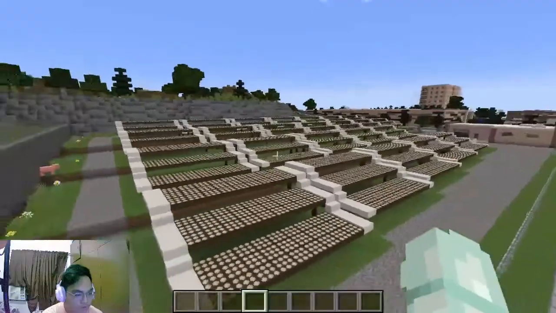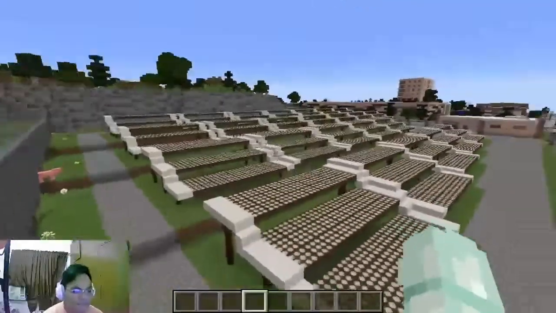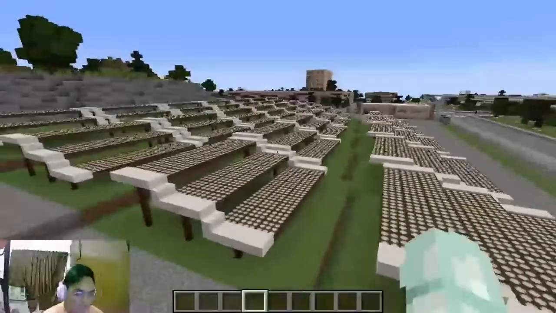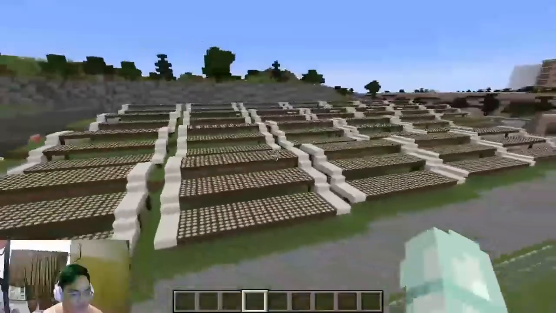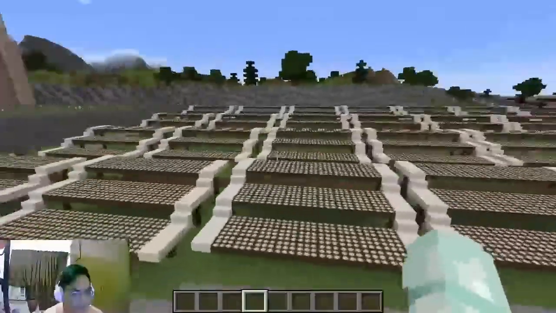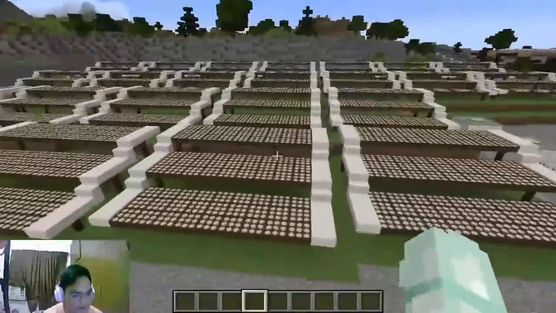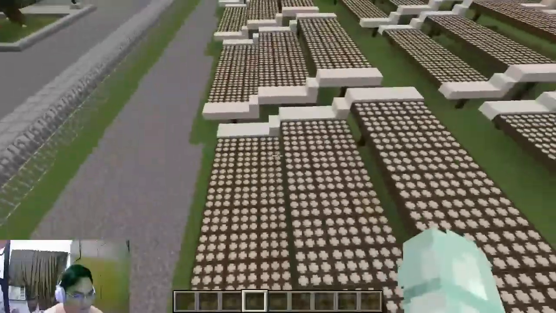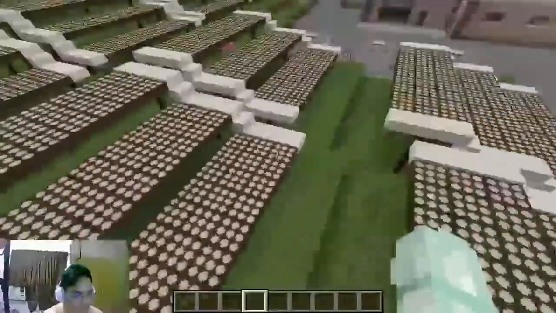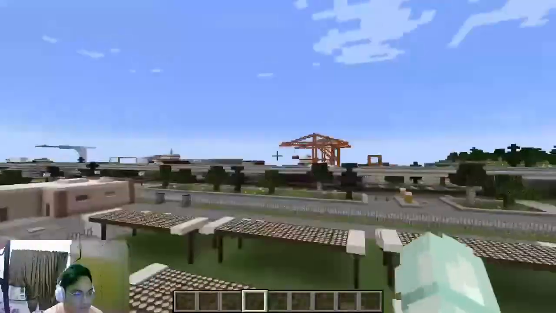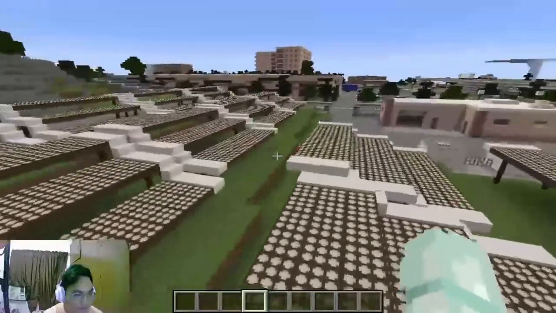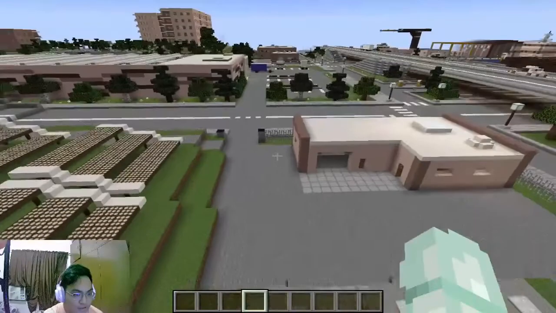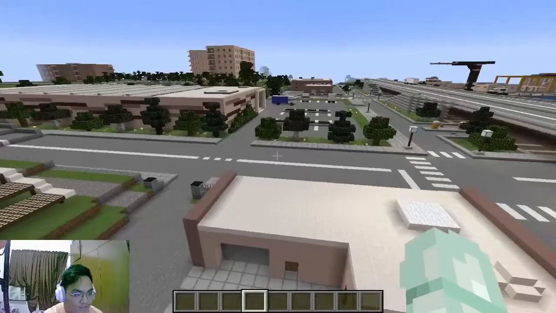So here I'm using Minecraft to give you a general idea of what a solar farm looks like in the real world, but I'm using Minecraft. So here are the solar panels that use photovoltaic cells to capture energy from the sun and in turn give electricity to one of these houses.